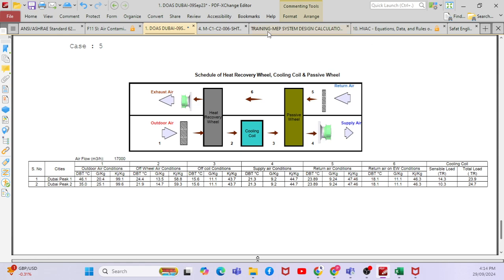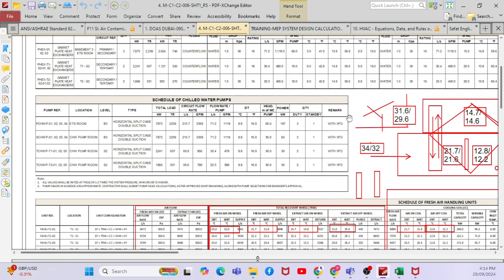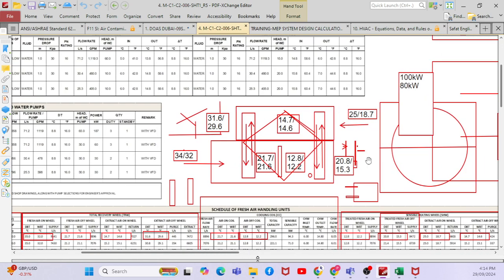So if I go to one of the schedules, this is my previous project schedule, and you can see this is my FAHU. You can see the different conditions: 34/32 as per local regulations, and this is 25/18.7, which comes from the room. So the hotter air will try to transfer its energy. The 25 is higher, 12.8 is lower. So what will happen ultimately? The hotter temperature will go to the colder temperature, and the cold temperature will become hot. So here you can see the temperature after the coil. What is the condition you are going to achieve? 20.8 or 15.3. So that is why you are using the sensible wheel.